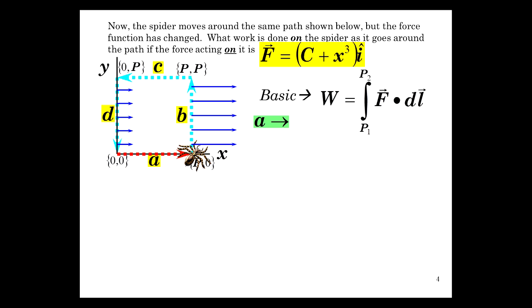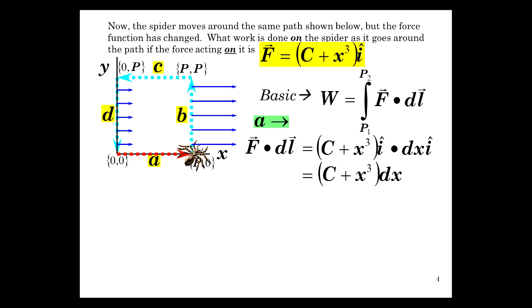Now, we know that in that direction there is a force along there, right? It wasn't 0. F is (c plus x cubed) I, and you're dotting that with dl, which is dx in the I direction. Of course, I dot I is 1. So F dot dl is (c plus x cubed) dx.